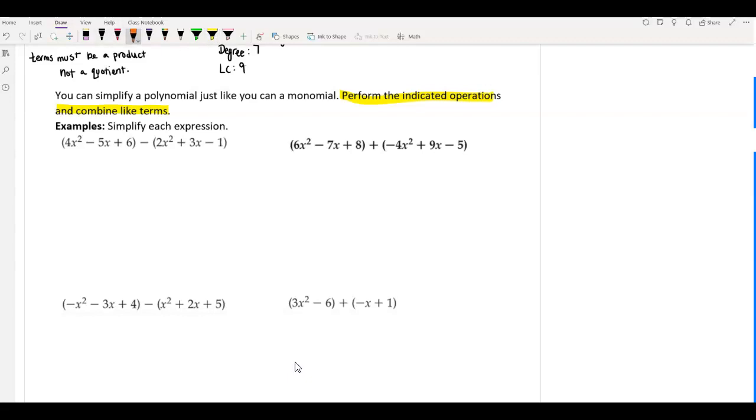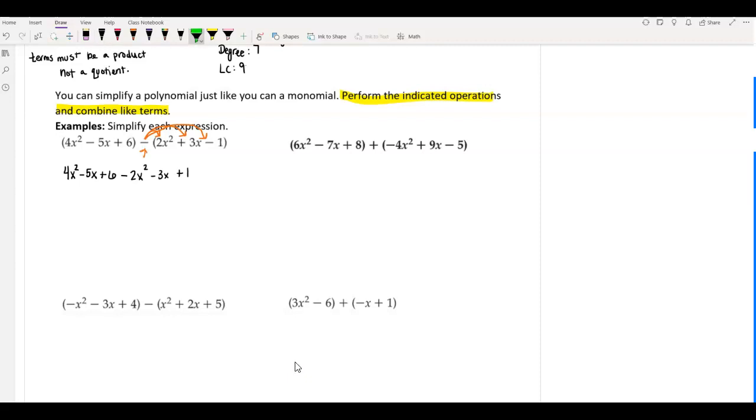So when we take a look here, we have 4x squared minus 5x plus 6 minus the whole thing, 2x squared plus 3x minus 1, which means I need to distribute that negative. When I distribute that negative, it's going to change every single sign. So let's go ahead and rewrite our first set. We have 4x squared minus 5x plus 6. But now when I distribute that negative, I'm going to subtract everything, or just change its sign. So minus 2x squared minus 3x, and now plus 1.